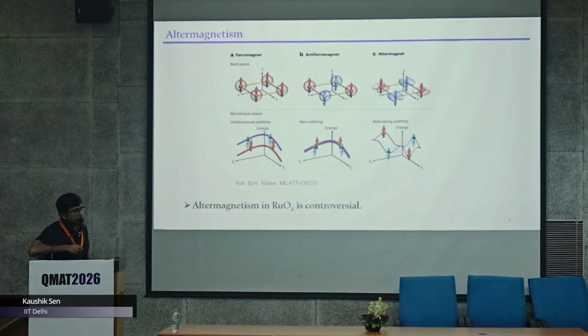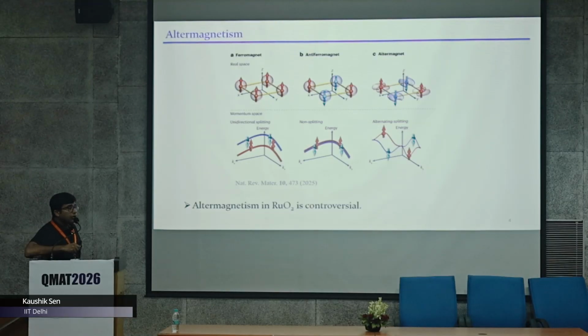So coming to this altermagnetism. We all know a ferromagnet is when all the spins are aligned in the same direction. This is real space, and in the k space there will be splitting of the bands, spin up and spin down bands, independent of the q vector. There is always a splitting. Now in case of an antiferromagnet, these are anti-aligned spins, but in the band structure there is no splitting.